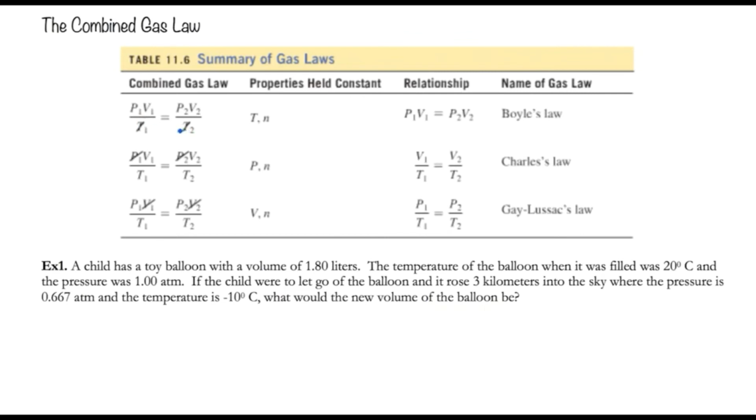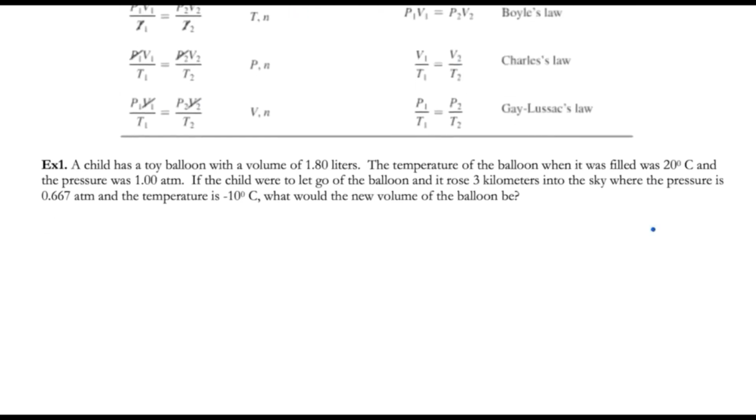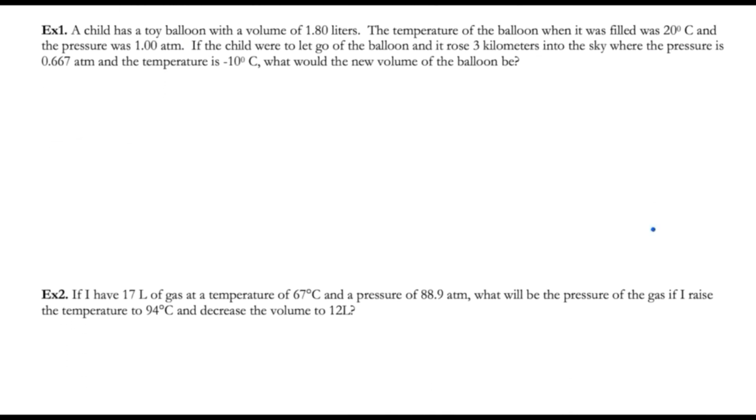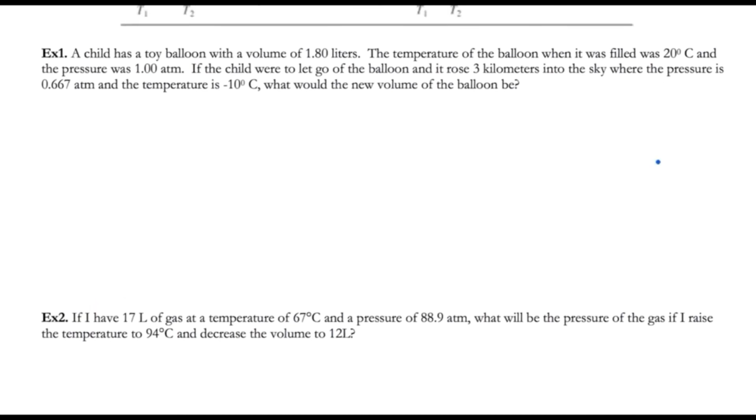So for example, if you're keeping temperature constant, if you get rid of temperature, you've got Boyle's law. If you're keeping pressure the same, you have Charles' law. And if you're keeping volume the same, you've got Gay-Lussac's law. So let's look at two examples where we're actually changing all of our variables: pressure, volume, and temperature.